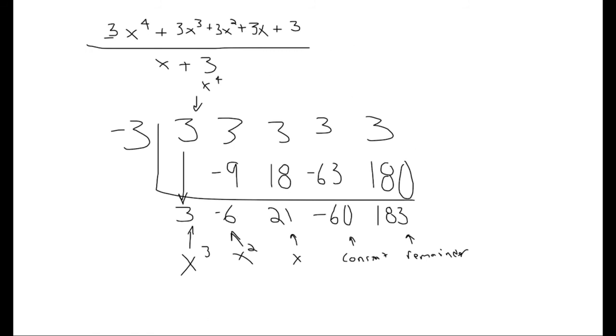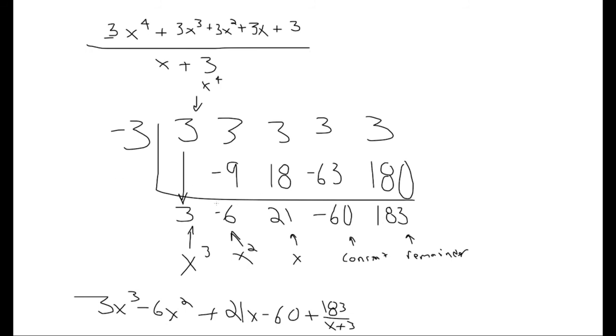So let's write out our answer. We have 3x cubed minus 6x squared plus 21x minus 60, right? And then we have a remainder of 183, so we just divide it by x plus 3, sorry. Okay, so you see how that was pretty quick, right? Pretty fast.